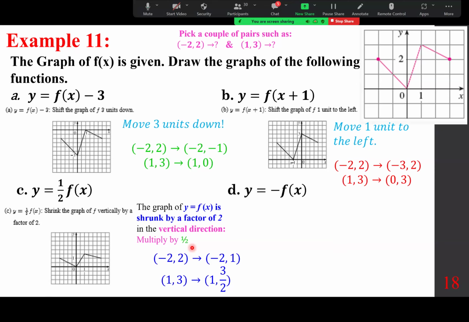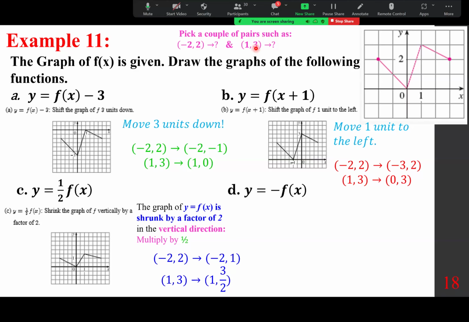How about y equals minus f of x? Okay, so we are going to reflect the graph of f about the x-axis. So it's important to understand that we are reflecting it about the x-axis because there's a negative here, right? So, which means if you're reflecting it with respect to the x-axis, you keep the x coordinate, but the y coordinate gets negated.